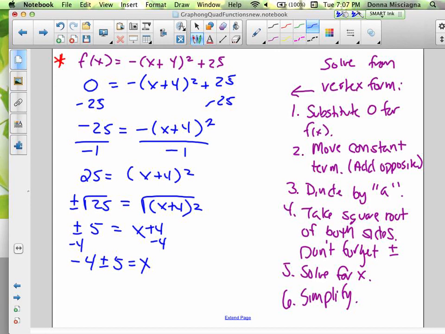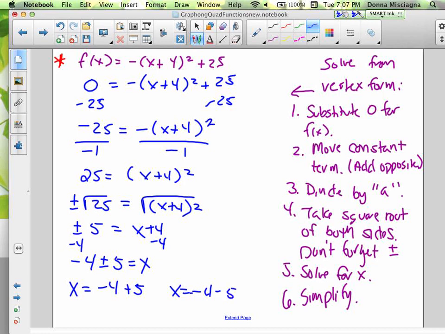Don't leave your answer like that, because we can simplify that. Those are just numbers, we can combine them. So we have x equals negative 4 plus 5, and x equals negative 4 minus 5.